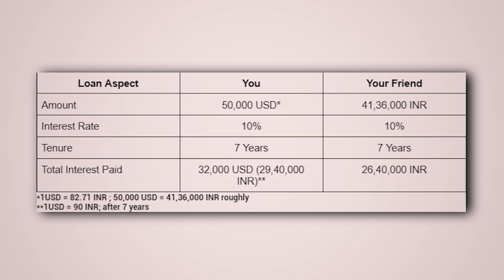The total interest that you would be paying for your loan in USD would be around 32,000 USD. Your friend will be paying around 26,40,000 rupees. That's the overall scenario. Now, there are two situations to consider, each presenting disadvantage for you and advantage for your friend who took the loan in INR.